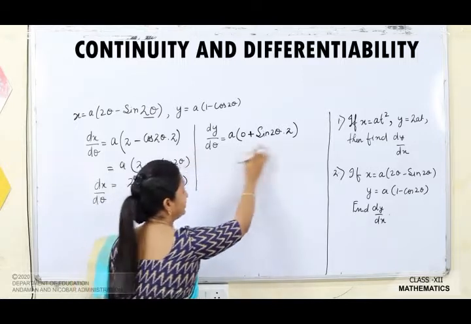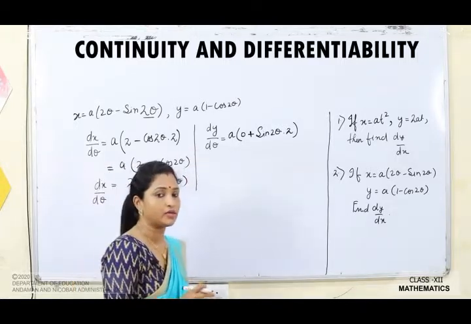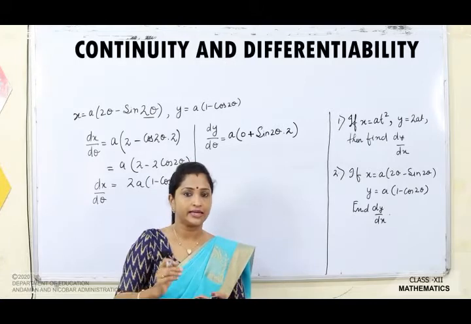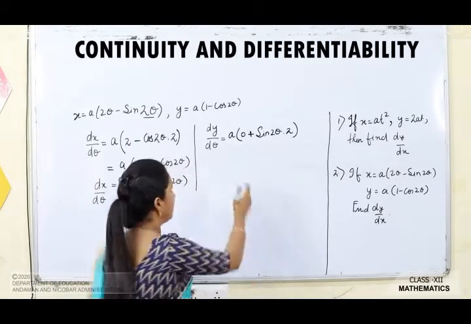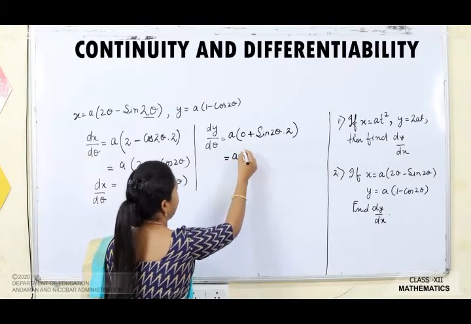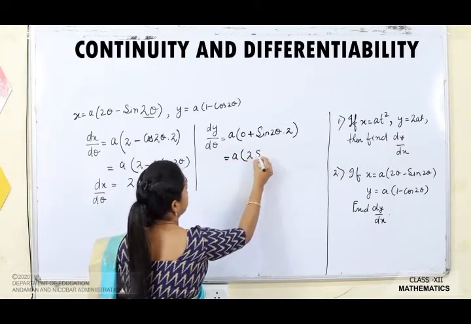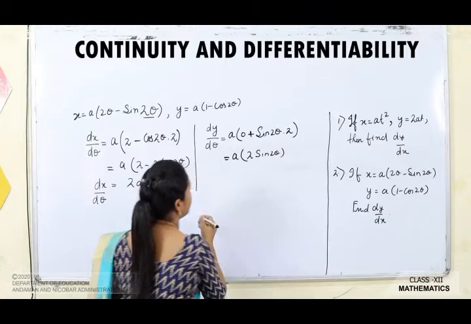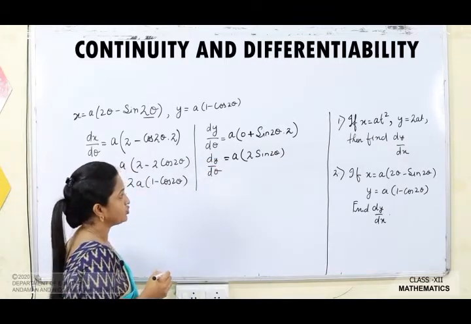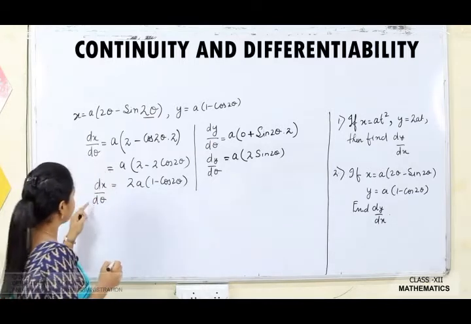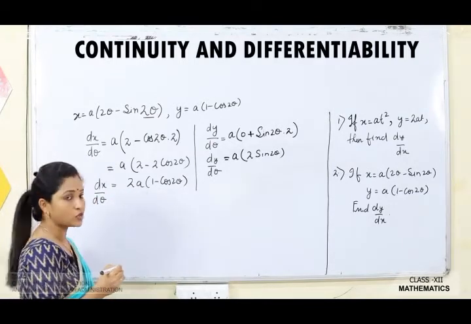I am writing all directly, because every time you don't need to write d by dx. If you become a little perfect, you can do it directly. So you got the value of dy by d theta as a into 2 sin 2 theta and dx by d theta as 2a(1 minus cos 2 theta).